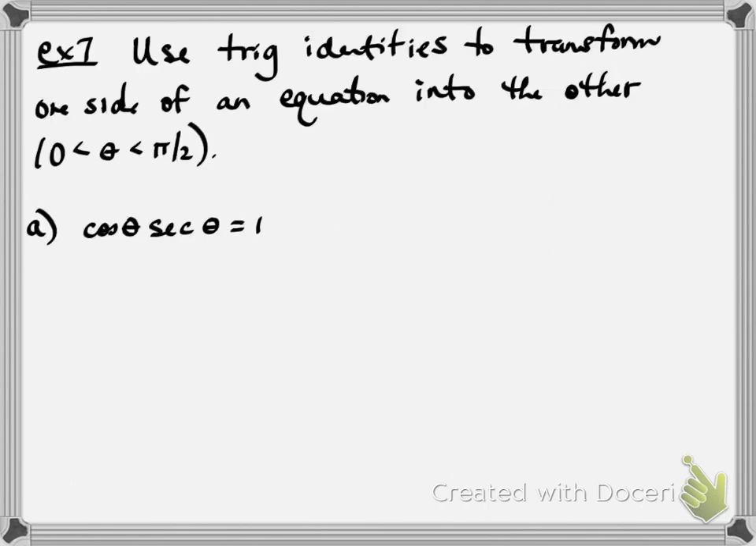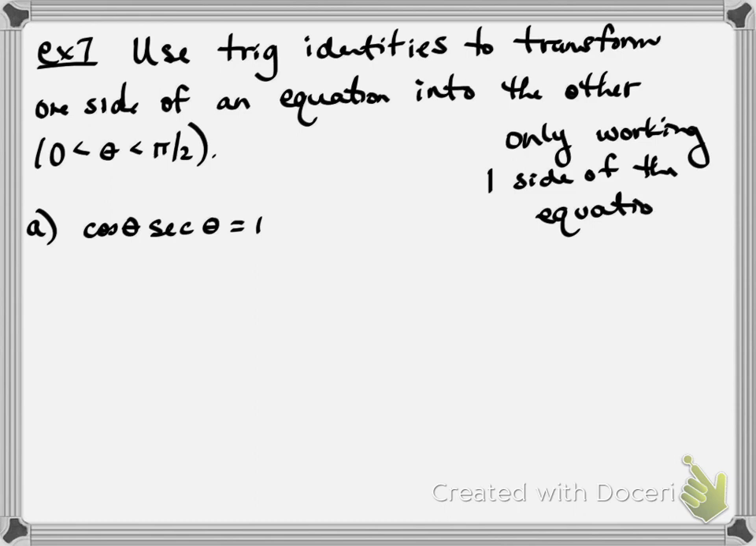Okay, example 7 says use trig identities to transform one side of an equation into the other. So that means we're only working on one side of the equation. So we aren't solving, we're just simplifying one side. And I want you to notice what's in parentheses. This 0 less than theta less than pi over 2. So if you think about where that is in the unit circle, we're in between 0 and pi over 2. So we're in that first quadrant again, where all are positive.